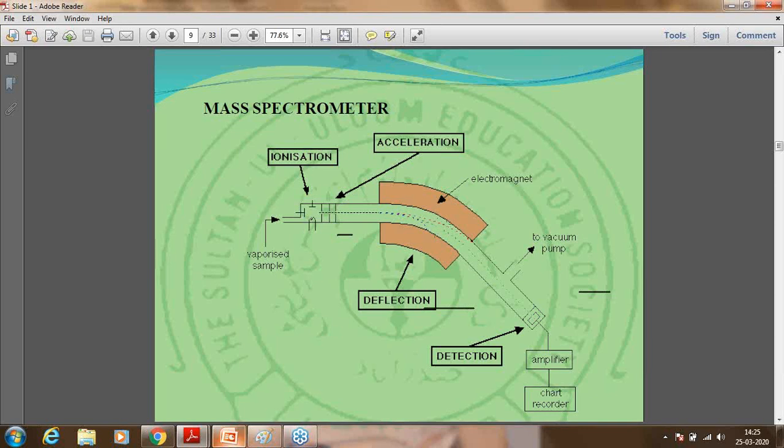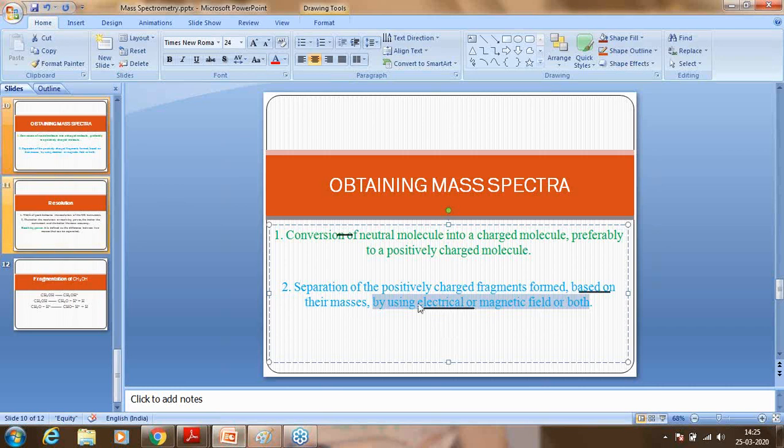Accordingly, the signal will go to the amplifier and detector. The detector will amplify the signal, and the amplified signal will go to the data system. So this is the complete system. What happened? The positively charged fragments formed are separated based on their masses by using an electrical and magnetic field.